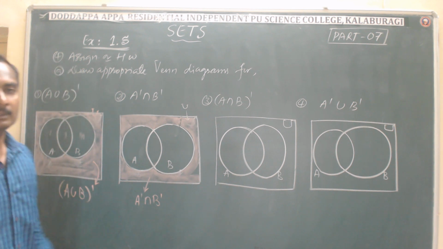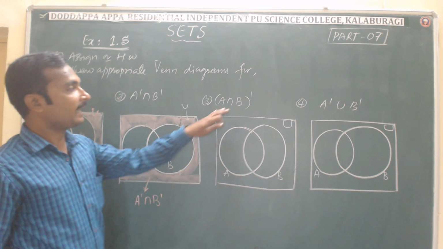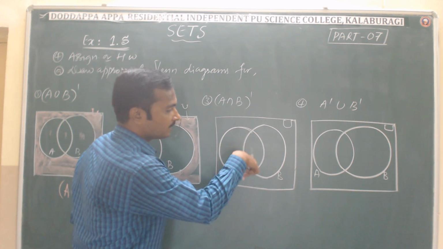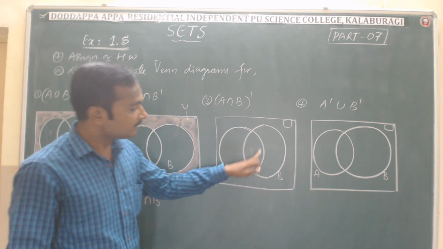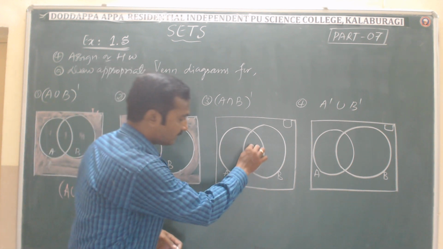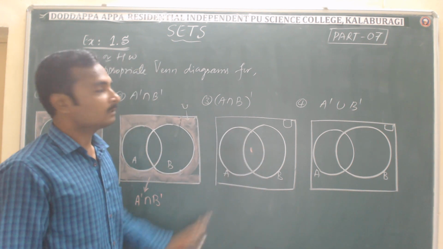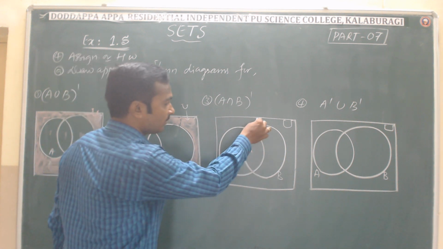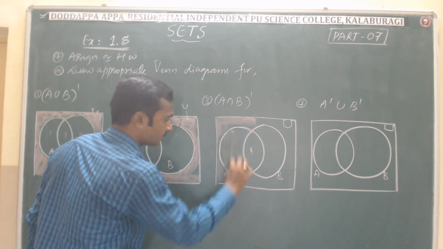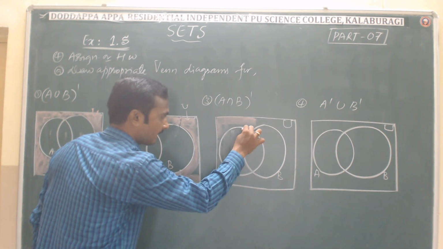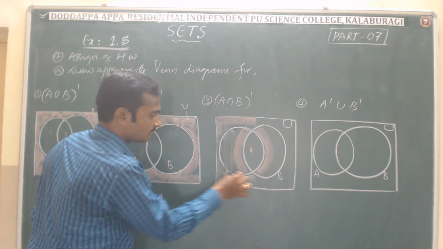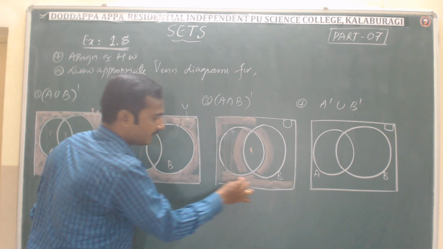Let's come to the third. How to draw the third Venn diagram: A intersection B. What is the A intersection B area? What is the common area? This is the A intersection B. Leaving this area, the rest of the area is A intersection B whole complement. It means we have to shade the rest of the area, except this area.